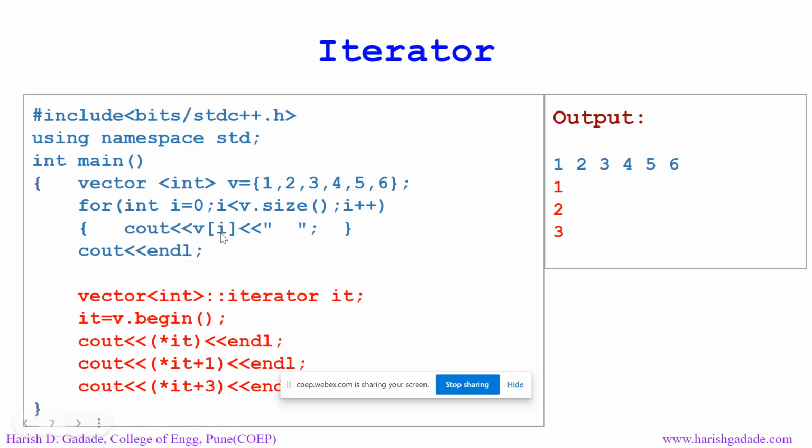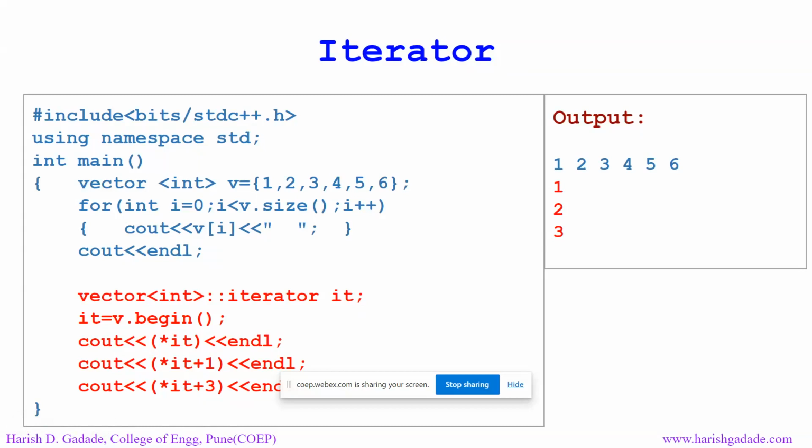plus plus. As this is a vector, here it plus 1 and it plus plus both have the same meaning, because the vector is in consecutive manner, right? But if you are going for a linked list, tree or graph, then this it plus 1 will not be workable. Instead of that, you need to use it plus plus. Okay.